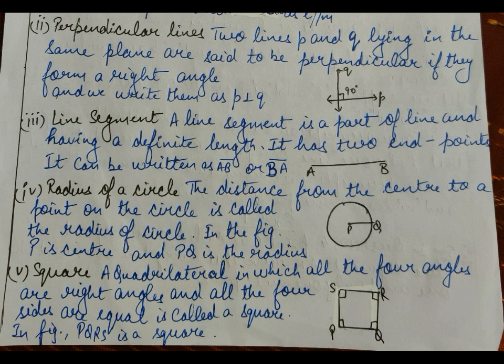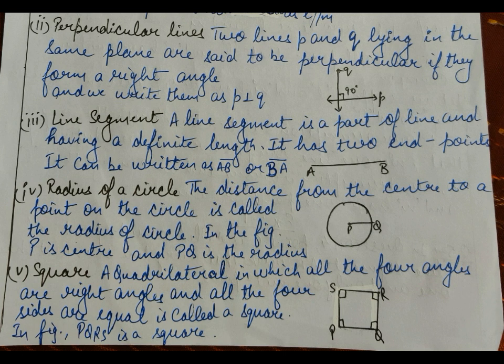Third point is line segment. A line segment is a part of a line and has a definite length. It has two endpoints. It can be written as AB or BA. Then come to the fourth point, that is the radius of a circle. The distance from the center to a point on the circle is called the radius of the circle. In the figure, P is acting as a center and PQ is the radius.